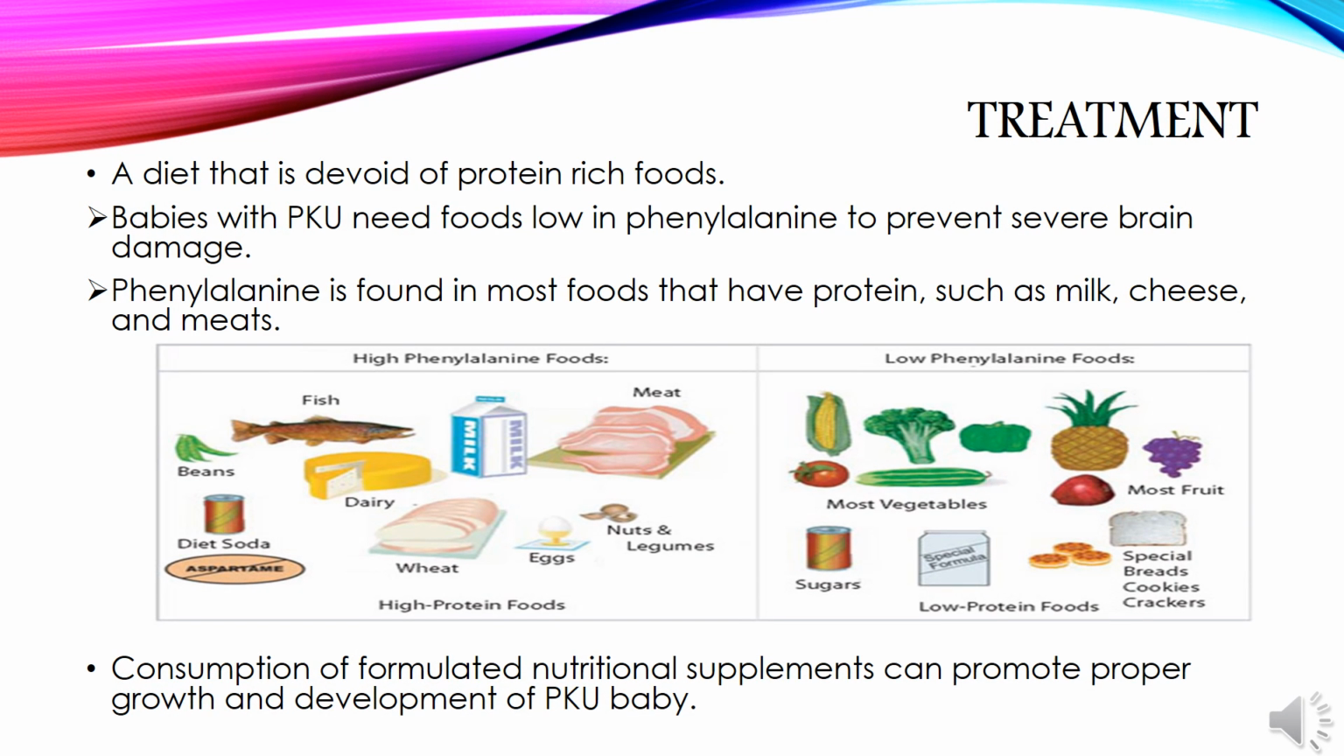Treatment: a diet that is devoid of protein-rich foods. Babies with PKU need foods low in phenylalanine to prevent severe brain damage. Phenylalanine is found in most foods that have proteins such as milk, cheese, and meats. The table below shows the types of food with high phenylalanine content and low phenylalanine content. So patients with PKU can only consume foods which are low in phenylalanine to avoid the accumulation of phenylalanine in their body. Besides that, consumption of formulated nutritional supplements can promote proper growth and development for PKU babies.